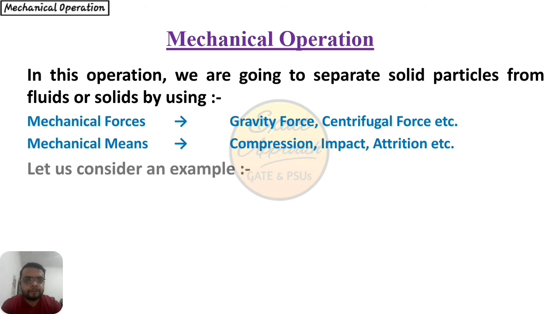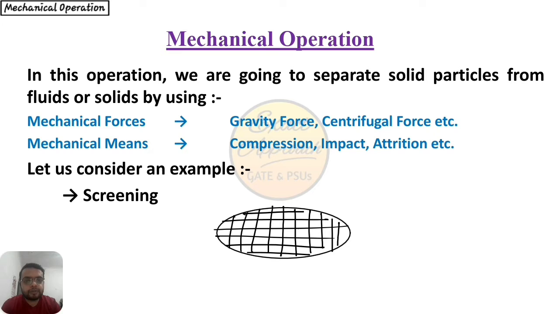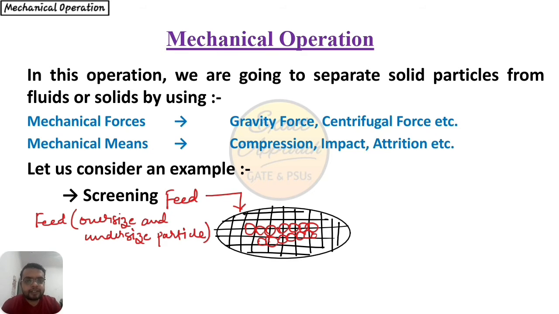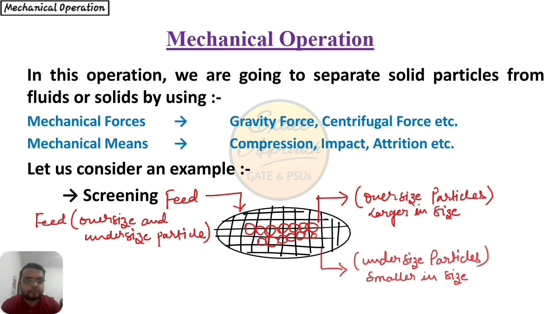Let us consider an example of screening. Consider a screen. A feed is given to the top of the screen. The feed contains oversized and undersized particles. The oversized particles, which do not pass through the screen, are taken from the top of the screen, which is larger in size, and the undersized particles, which are smaller in size, are taken out from the bottom of the screen.